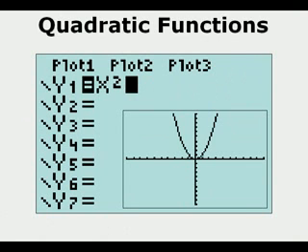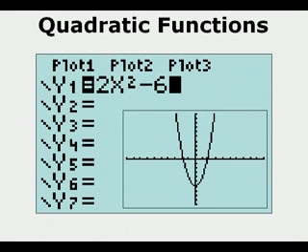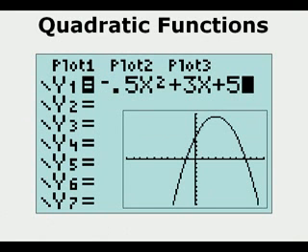And here's our quadratic parent function, y equals x squared. And if we change the parameters, we make it 2x squared minus 6. We make the parabola narrower and translate it down 6 units. Now for this function, y equals negative 0.5x squared plus 3x plus 5, with the negative sign in front of the quadratic term, we turn it upside down, and so that's what this one looks like.